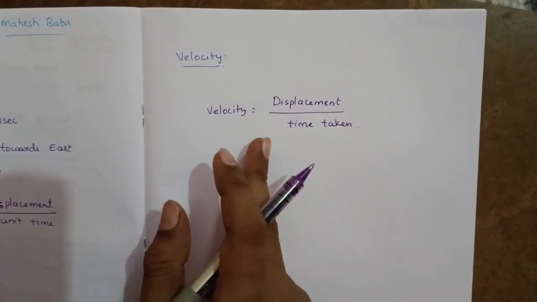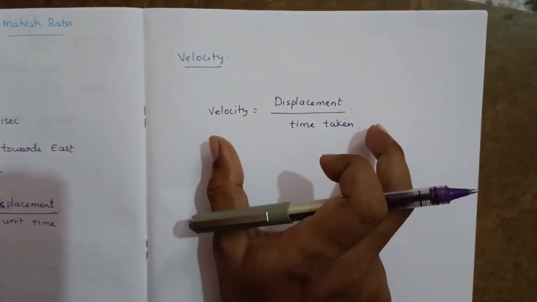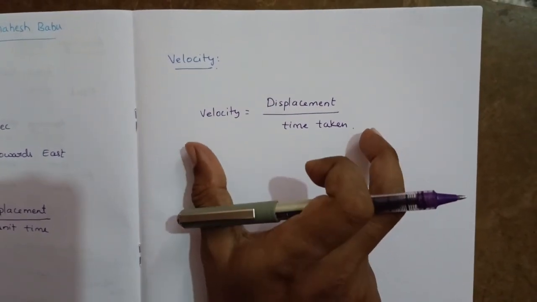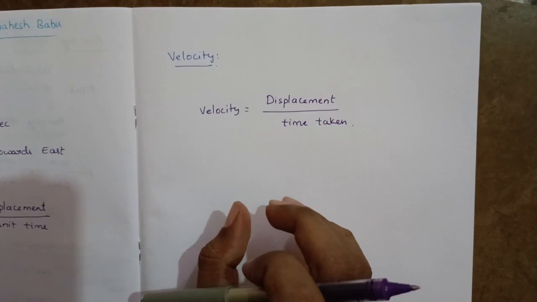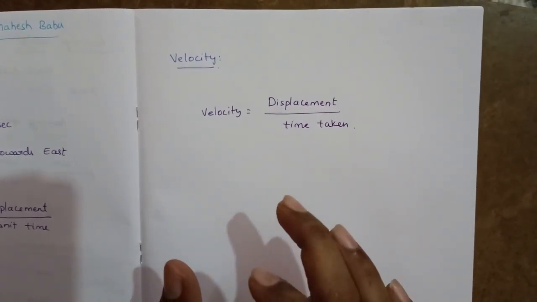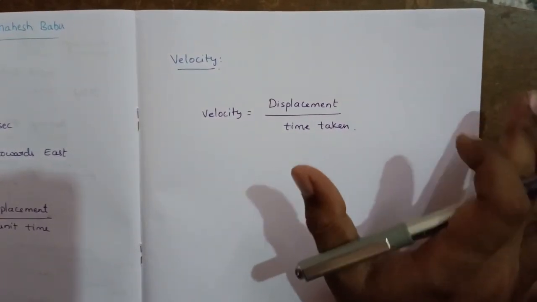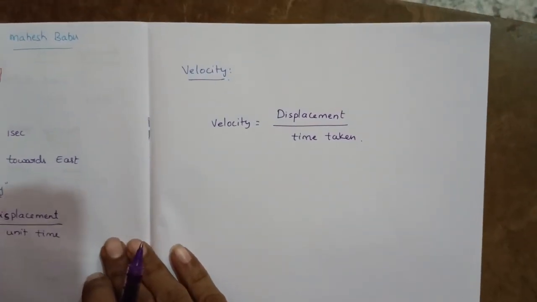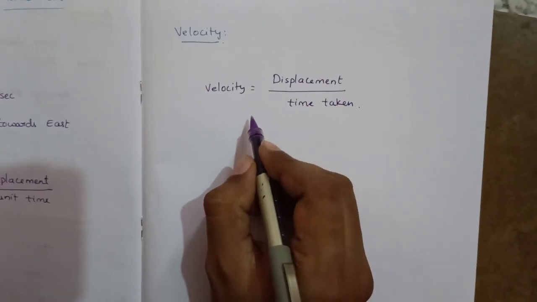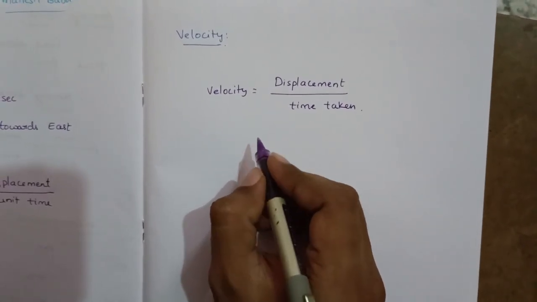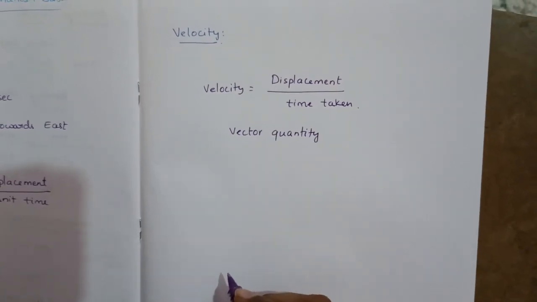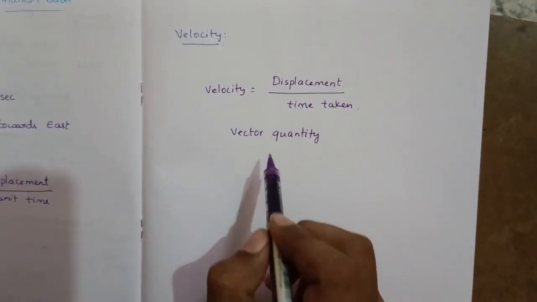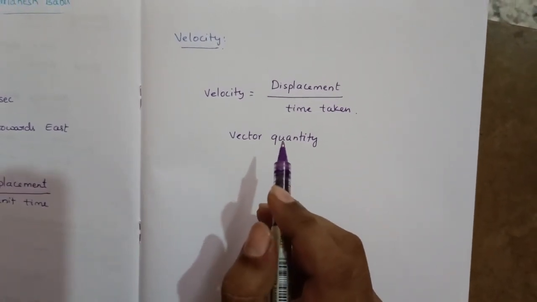Now the difference between velocity and speed. Velocity has a specified direction: displacement by time taken. In speed, there is no specified direction: distance by time taken. Okay. Now, as it has direction, velocity is a vector quantity.